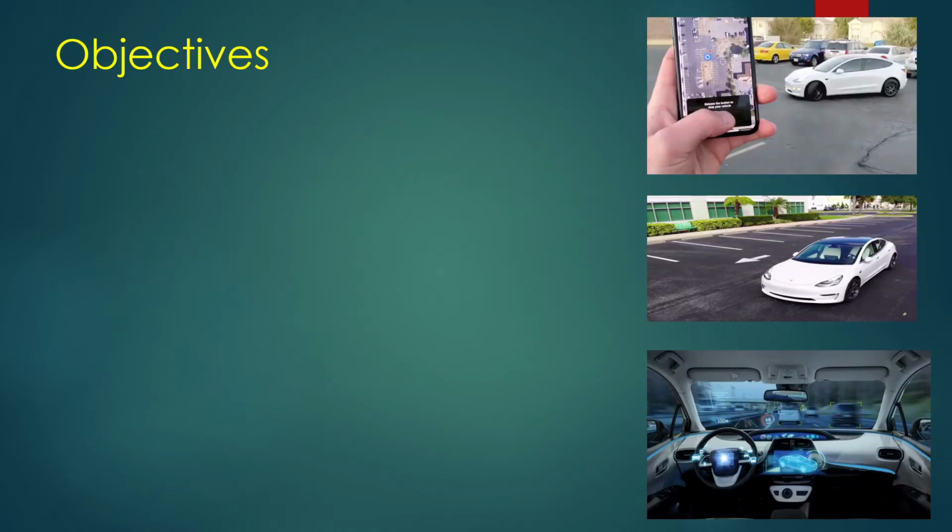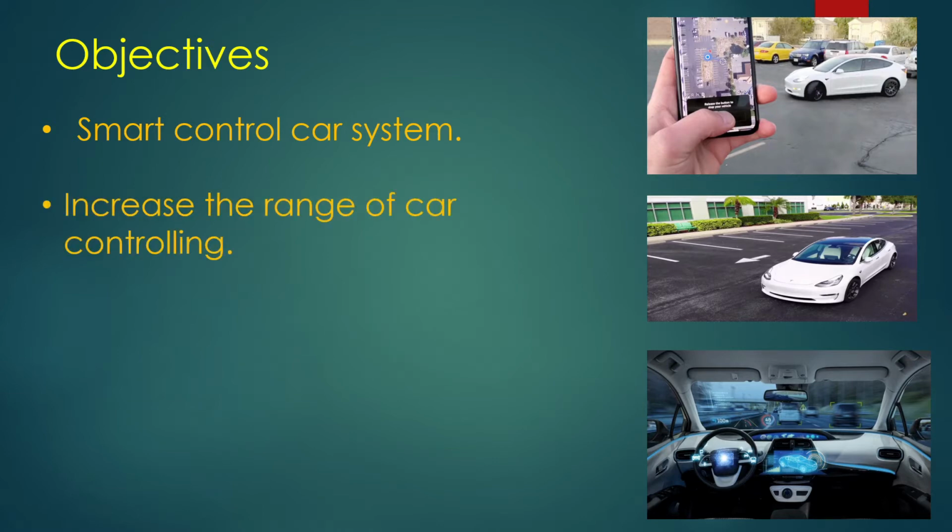So, this is the objective of our smart car project. Our aim is to develop a smart control car system which allows users to control their car using a smartphone. By doing so, we can increase the range of car controlling. For your information, there are a lot of smart control car systems nowadays, for example BMW smart key control and BMW smart parking control system, but they have a limited range of controlling.